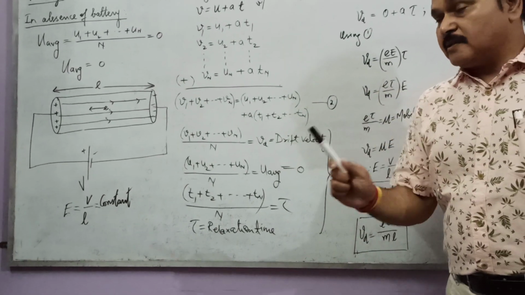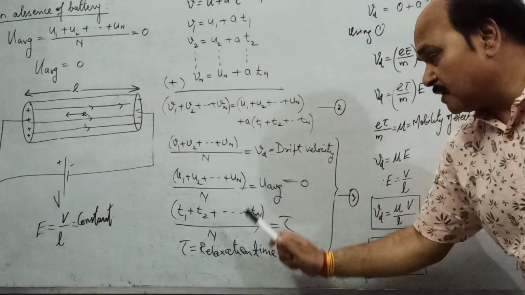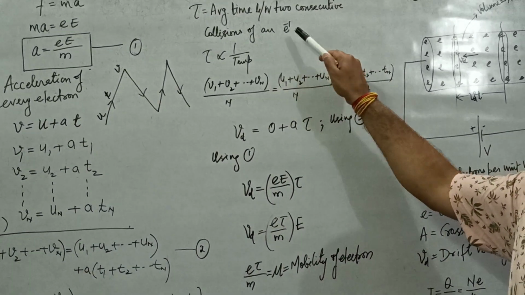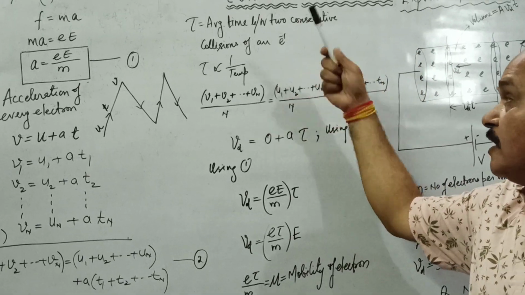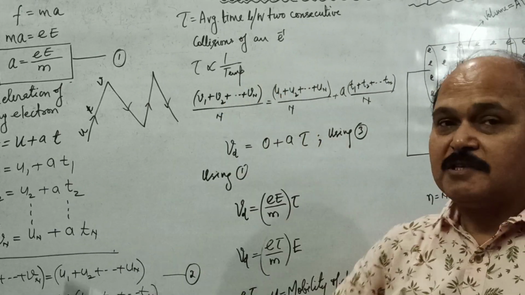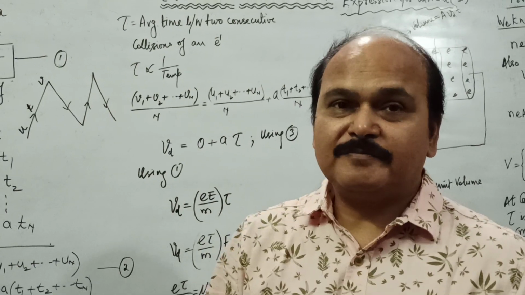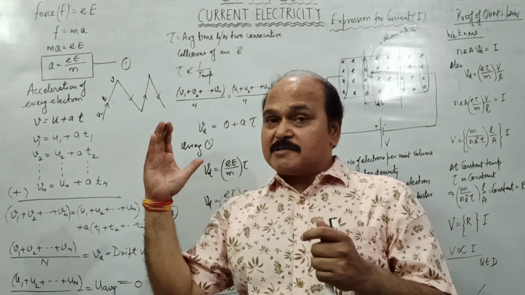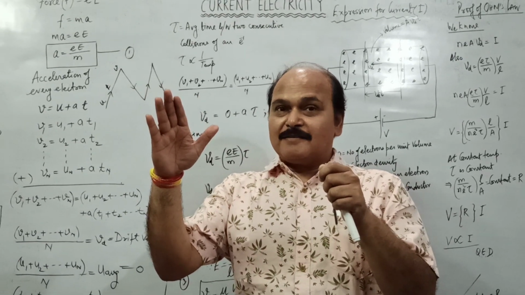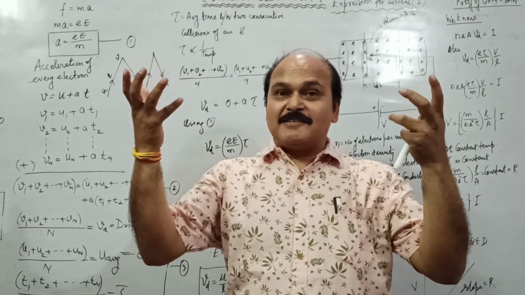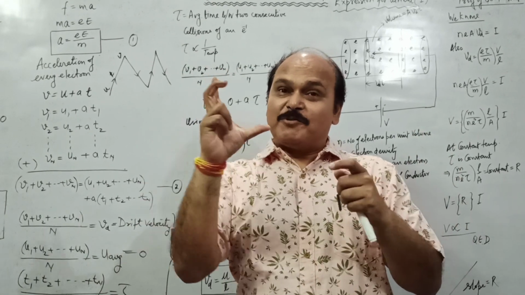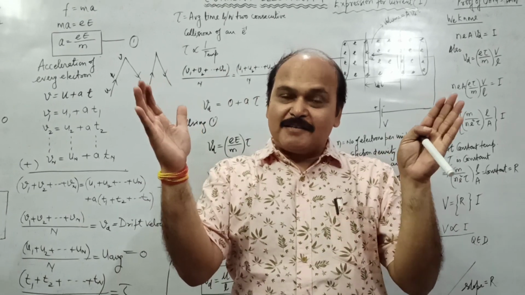Very, very important. This is called relaxation time, and relaxation time is defined as the average time between two consecutive collisions. And very logically, relaxation time is inversely proportional to temperature. Why? Relaxation time is the average time between two collisions, and if the temperature of the conductor increases, what happens? The electrons start moving more vigorously, so the time between two consecutive collisions is reduced.